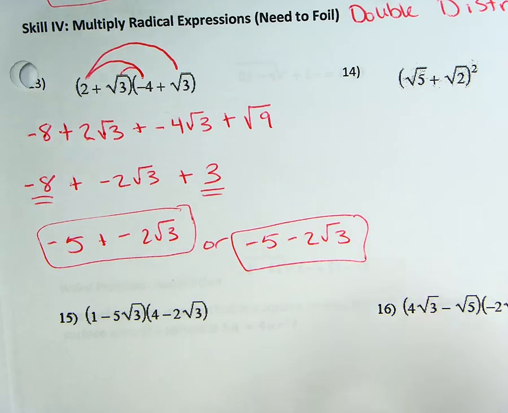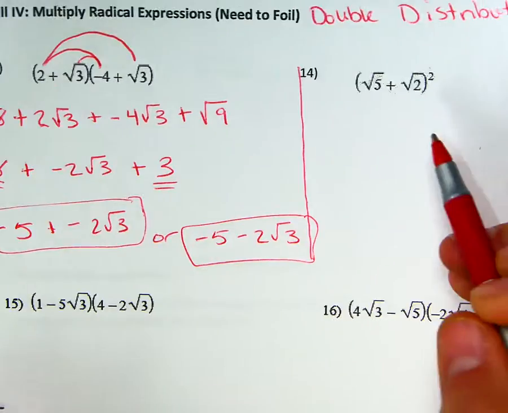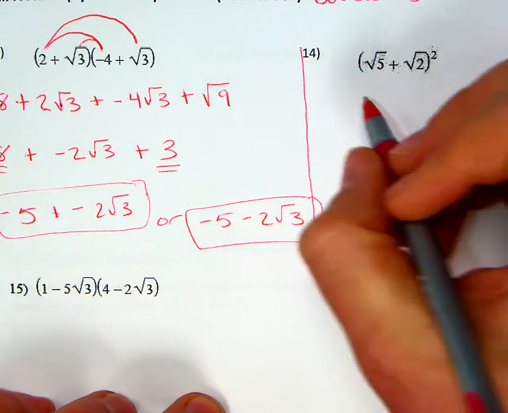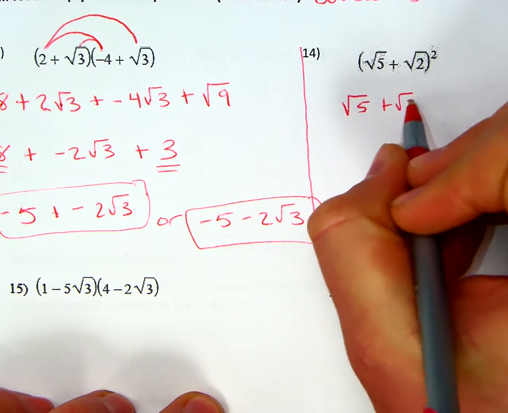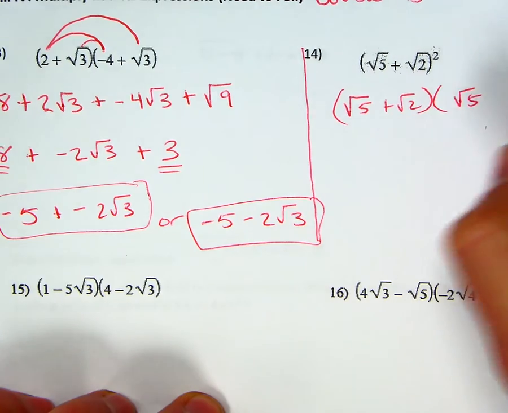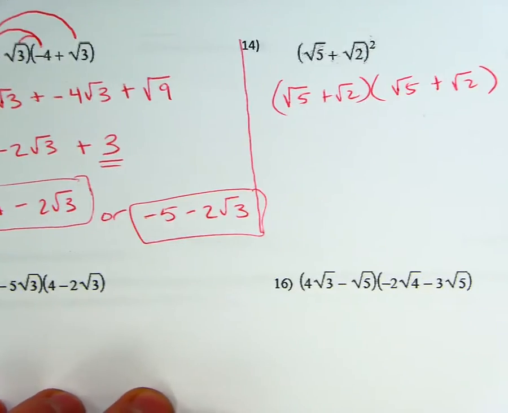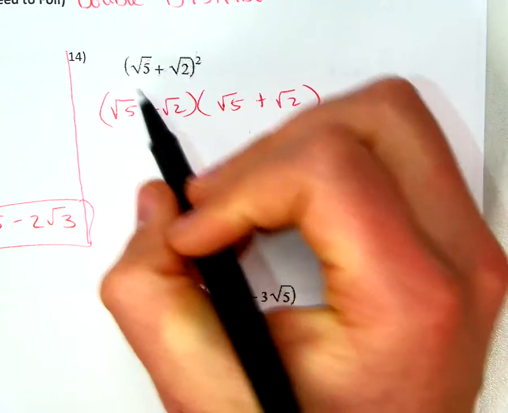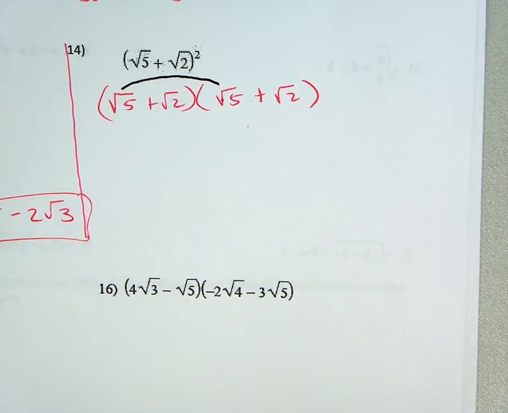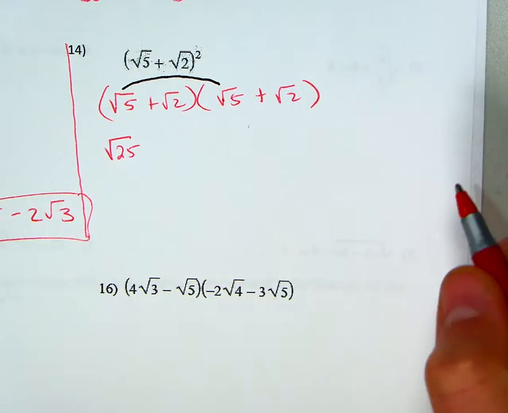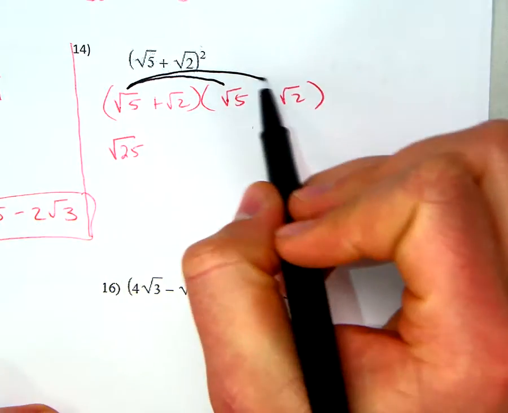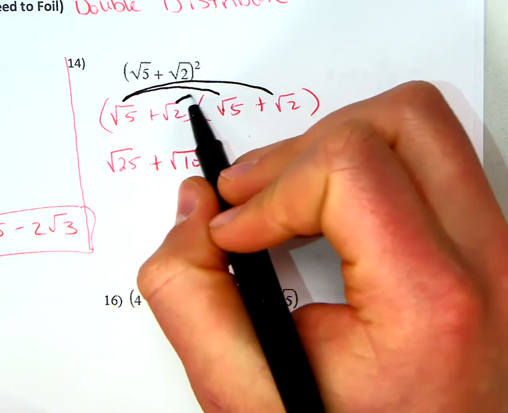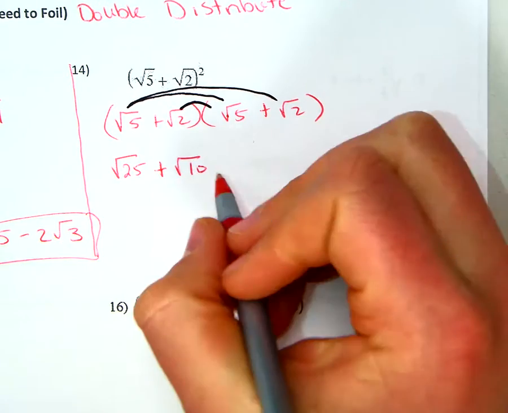All right. For 14, it's the same idea. It just looks a little bit different. This really means right here, the square root of 5 plus the square root of 2, and that's being multiplied with the square root of 5 plus the square root of 2. All right, so we have a situation like this. Again, we're going to double distribute, so we're first going to do right there. So the square root of 5 times the square root of 5 is the square root of 25. Then we go the square root of 5 times the square root of 2, which is the square root of 10. We're going to do that right here as well. So that's plus the square root of 10 again.